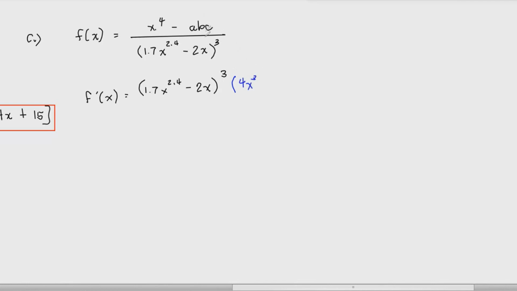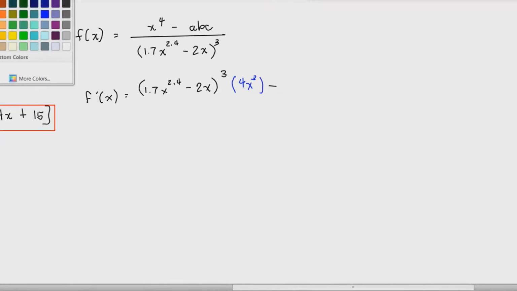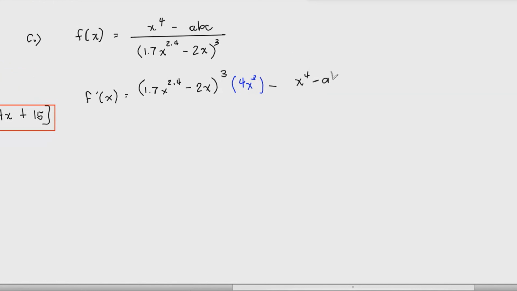Why? Simply because abc is a constant, so whatever the constant is, even though you will be multiplying or dividing, the answer will still be a constant. The derivative would still be a constant. And then, since this is a quotient rule, we will be subtracting. So we subtract, and then we first copy the numerator, so x to the 4th minus abc, and then multiply this with the derivative of the denominator.